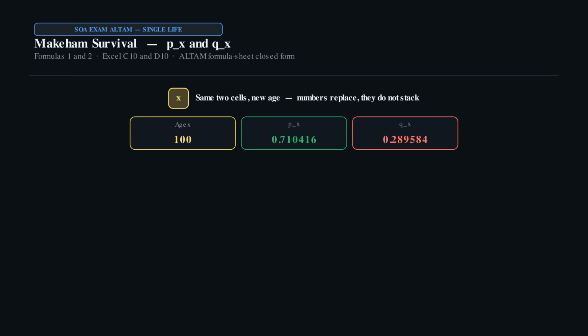At 60, P is 0.996602. At 80, P is 0.967342. At 100, P has fallen to 0.710416, so Q is 0.289584. One formula, new X, new number.